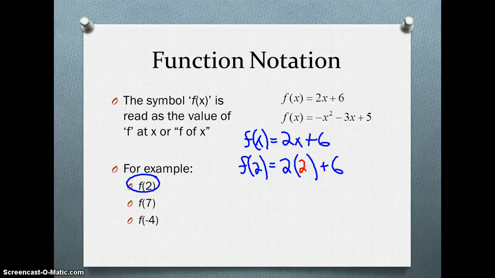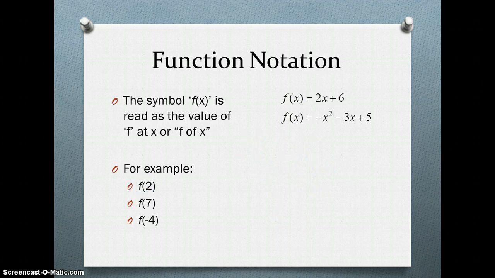From here we just simplify the right side. We do nothing over here, nothing with the f of 2. 2 times 2 is 4 plus 6. Simplify the 4 plus 6, we get 10. So what that says is when x is 2, our output, our function value, is 10. If you want to think of it in terms you're really comfortable with, when x is 2, y is 10.